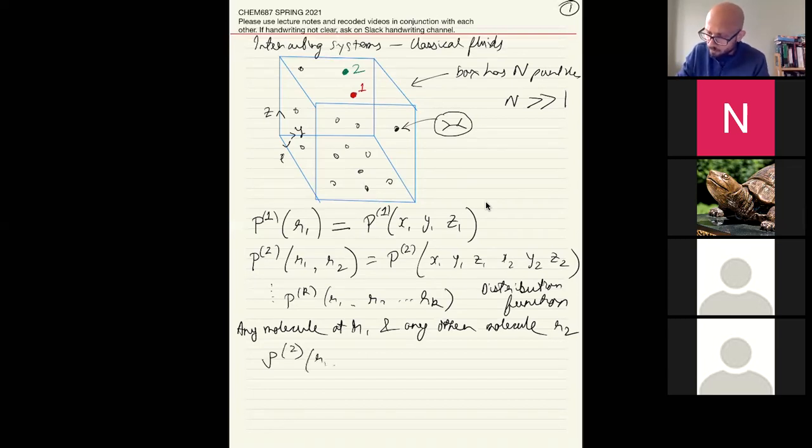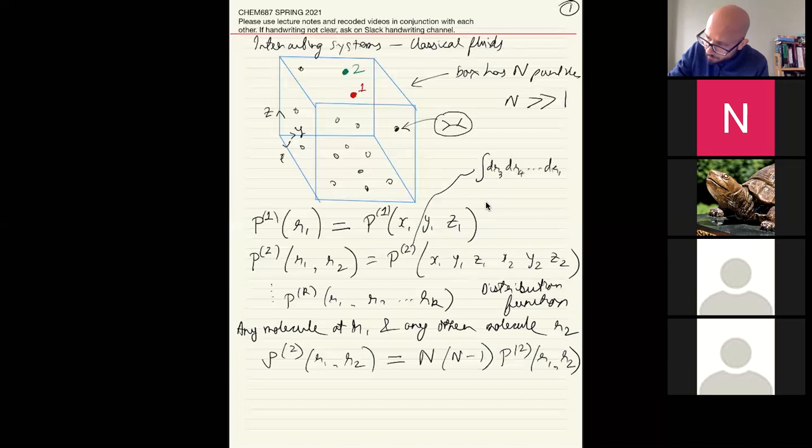So rho 2 of R1, R2 accounts for the fact that the first particle could have been picked in N ways, and the second particle could have been picked in N minus 1 ways. And this is multiplied, so this probability is going to be more than just P2. P2 itself is calculated by integrating out everything but R1, R2: dr3, dr4, through drN, e to the power minus beta U of R1 through RN. This is how we get P2. And if you multiply it by N times N minus 1, you get the reduced distribution function.